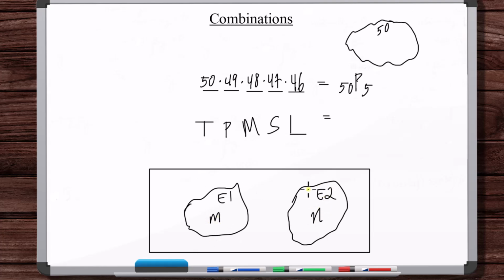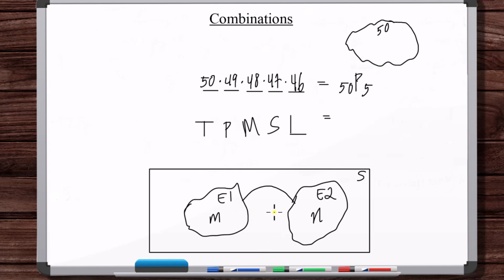Now, let's say event 2 is the number of different ways you can arrange 5 people into 5 slots. So 5 factorial. Then what does the total count of event 1 and event 2, if they're connected, represent? The total count in this system: the total number of ways that event 1 and event 2 can occur together, which is M times N.